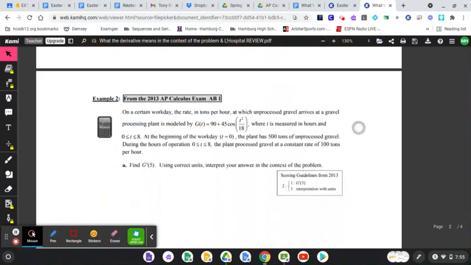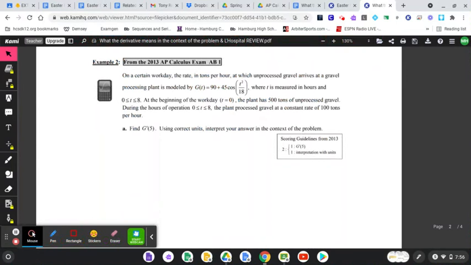All right, let's try another one. So again, here's from the 2013 exam, question 1. On a certain workday, and I don't think you need to write all this out, maybe just those key words, the rate in tons per hour at which unprocessed gravel arrives at a gravel processing plant, it's kind of a mouthful, is modeled by this function, where T is measured in hours, and they give you this interval. At the beginning of the workday, 0, the plant has 500 tons of unprocessed gravel. During the hours of operation, the gravel is processed at a certain rate.